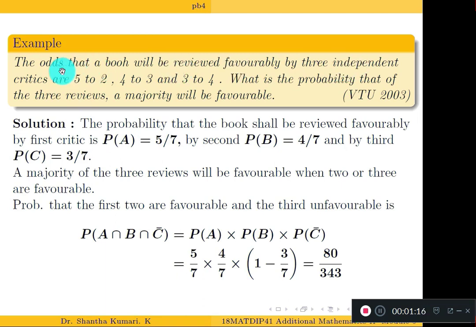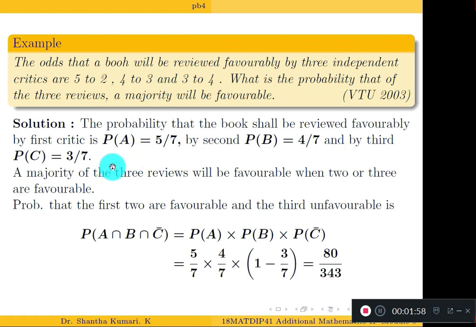What is the question? That a book will be reviewed favorably by 3 independent critics. So take first critic as A. So take it as probability of A, first event. 5 divided by 5 plus 2, 5 by 7. Similarly, for the second critic B, second reviewer, it is 4 divided by 4 plus 3, 4 by 7. And for the third critic, it is 3 divided by 3 plus 4, which is 3 by 7. Okay. So these three probabilities are given. So remember how to write the probabilities when this type of data is given.